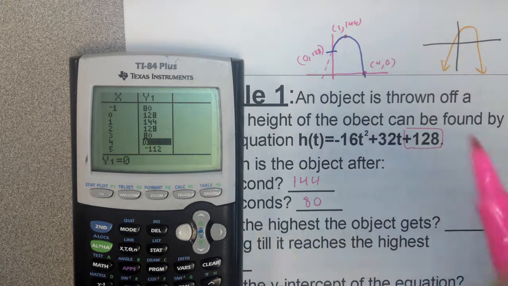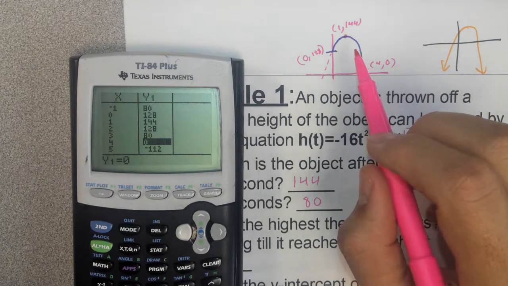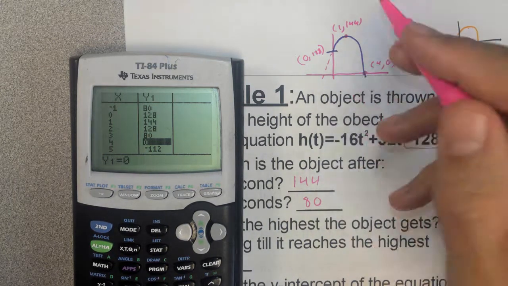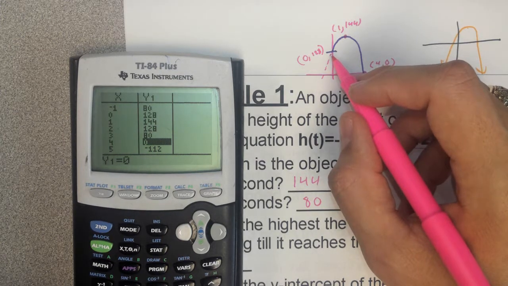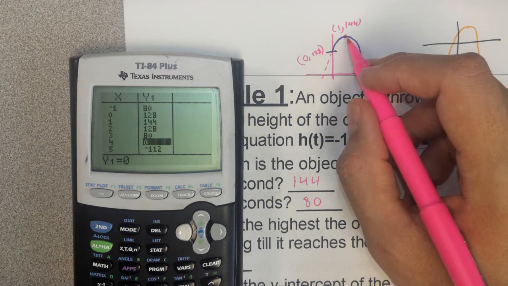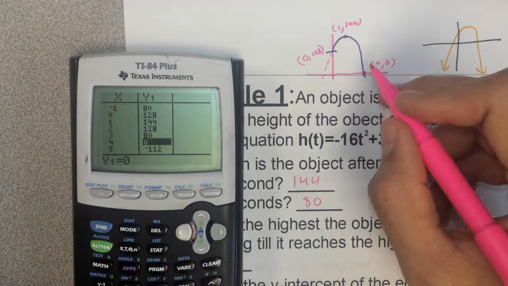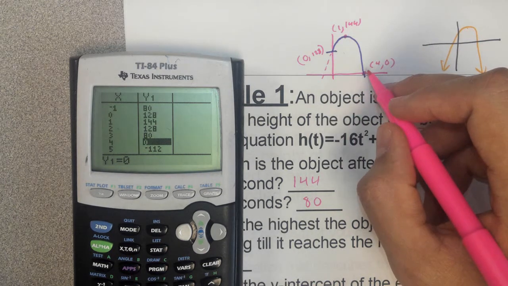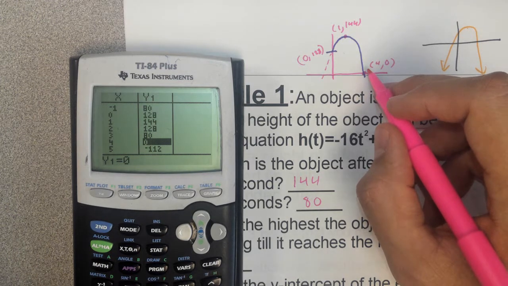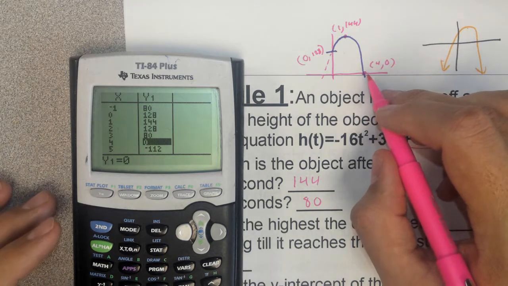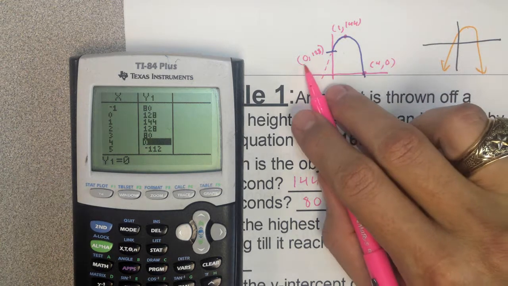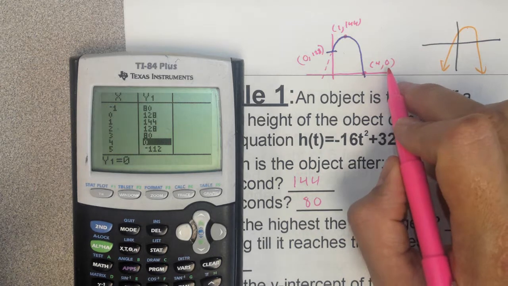Your real world situations with quadratic functions are going to typically start at the y-intercept, hit some sort of maximum or minimum, typically maximum, and then finish at the next intercept. Sorry, not y-intercept, x-intercept. So we're going to start where x is equal to 0 and end where y is equal to 0, typically.